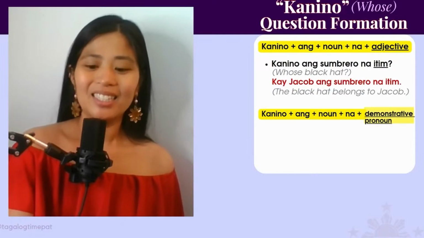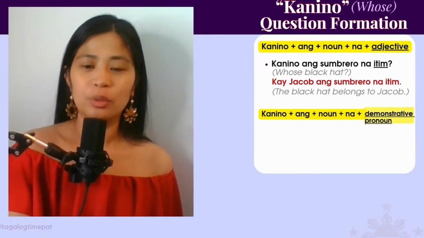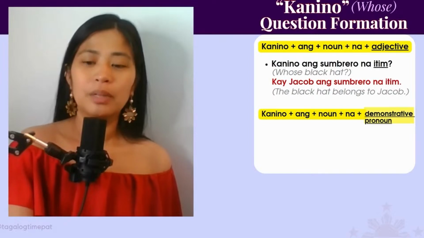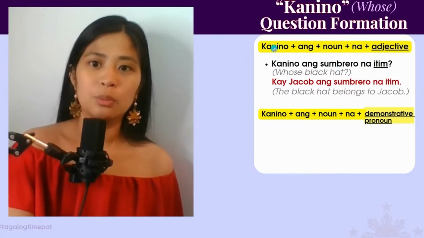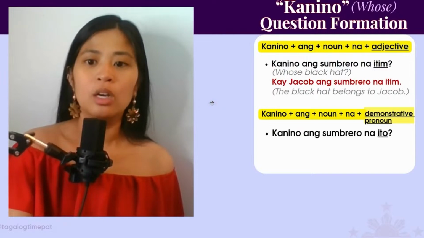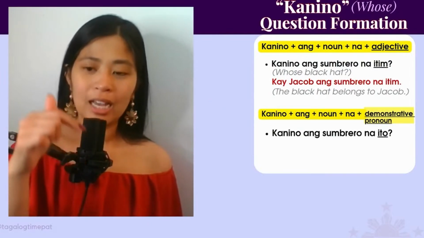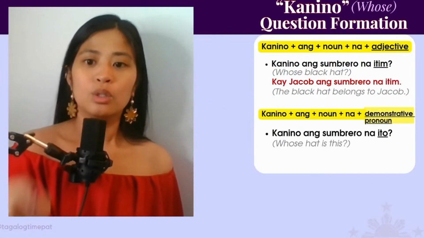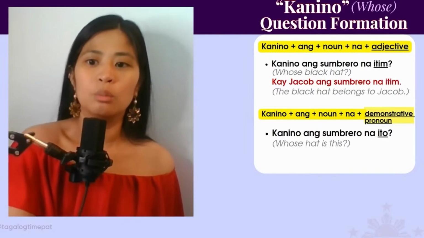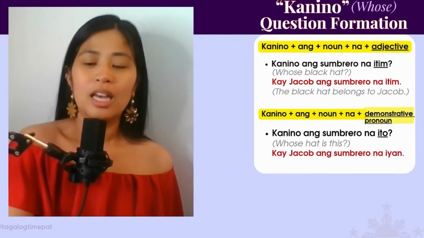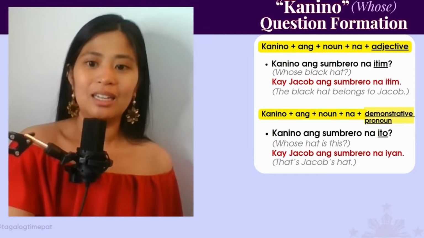Okay, so the next sentence structure or question structure would be kanino ang plus the noun plus na and then a demonstrative pronoun. So it's similar to this previous structure. Instead of an adjective, though, it's going to be a demonstrative pronoun. So kanino ang sombrero na ito? So whose hat is this? Whose hat is this? Kanino ang sombrero na ito? And the response, kay Jacob ang sombrero na iyan.